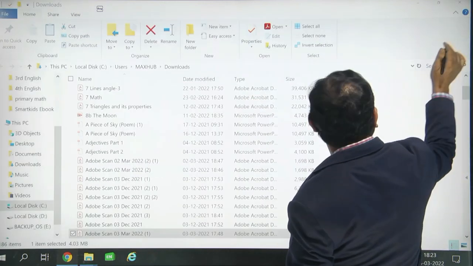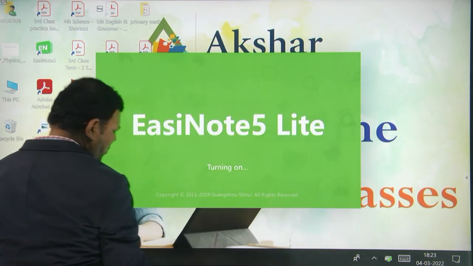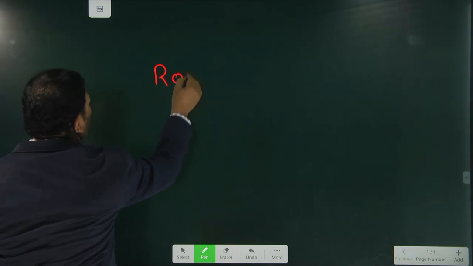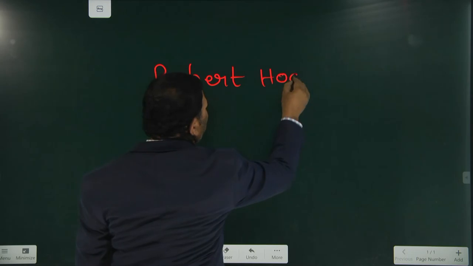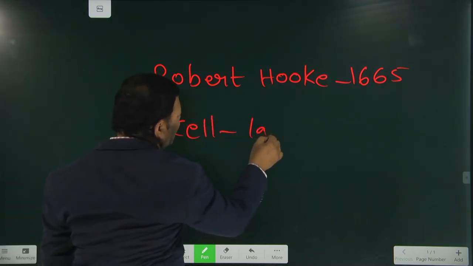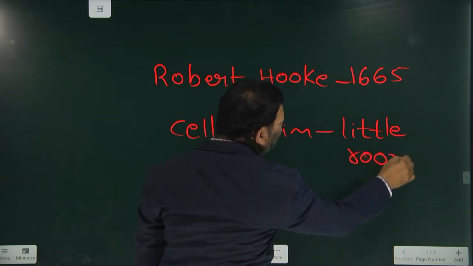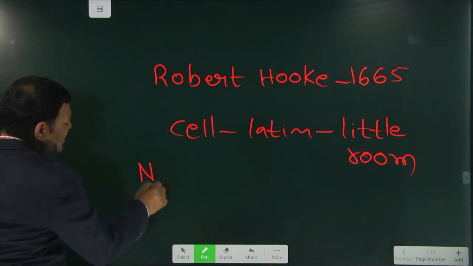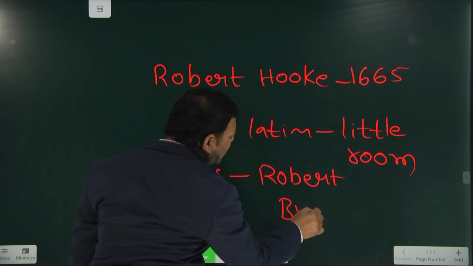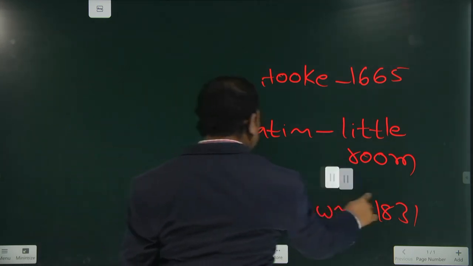Who discovered the cell? The cell was discovered by Robert Hooke. Which year? 1665. The word cell is also derived from the Latin language, in which cell means little room. So the cell was discovered by Robert Hooke. The nucleus was discovered by Robert Brown, in 1831.